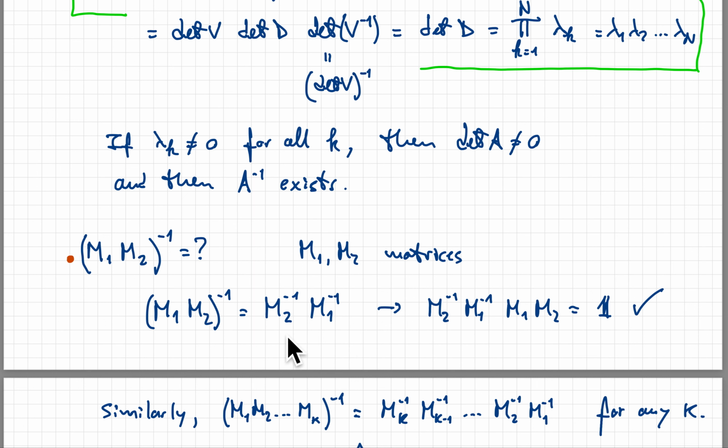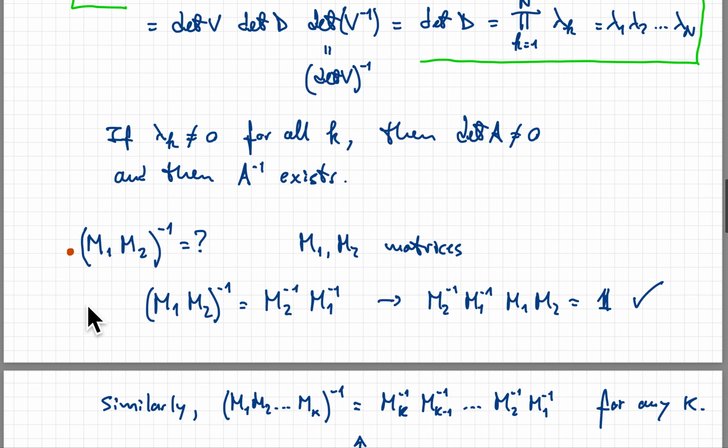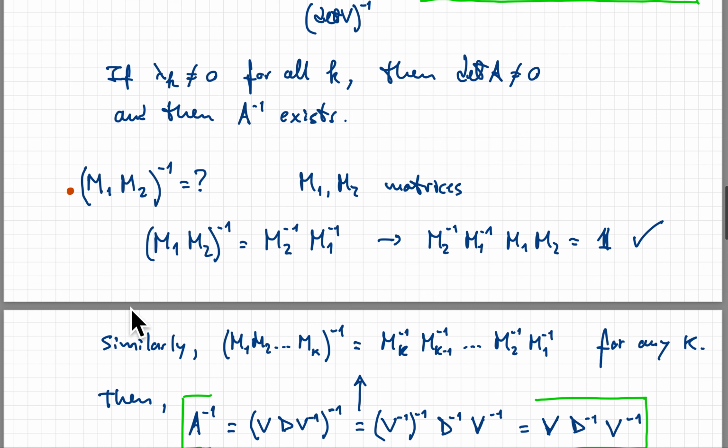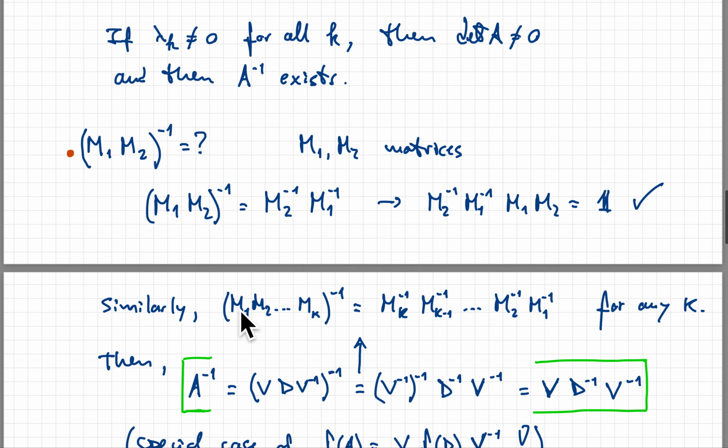So in other words, this product, M2 inverse M1 inverse, functions exactly as it should, and so it is the inverse of M1 M2. And this generalizes to any product of matrices in this way. So the inverse of a whole product is the product of all the inverses, but in reverse order. And this is true for any number of matrices that you might be multiplying.